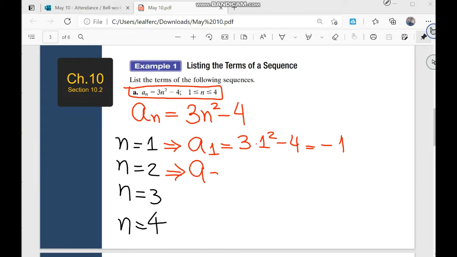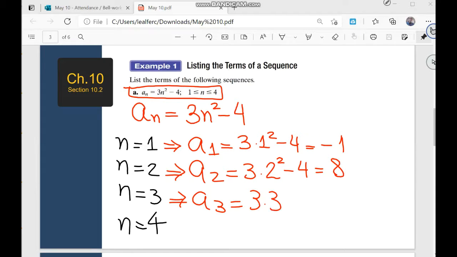Next, second term, A2 equals 3 times 2 squared minus 4. And 2 squared is 4, 3 times 4, 12, minus 4, 8. The third term of this sequence, we can calculate, we can find out. 3 times 3 squared minus 4, 3 times 9, 27, minus 4, 23.